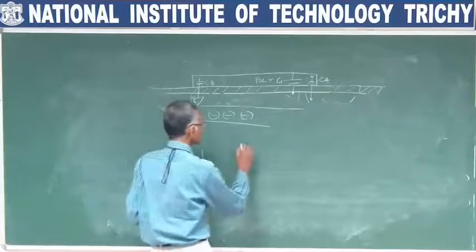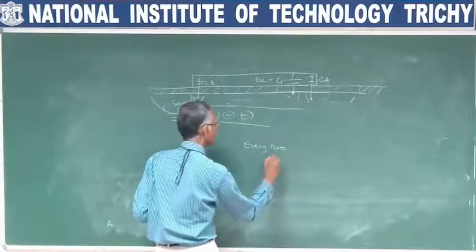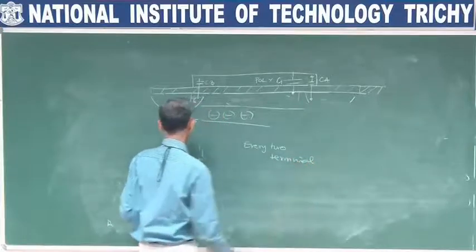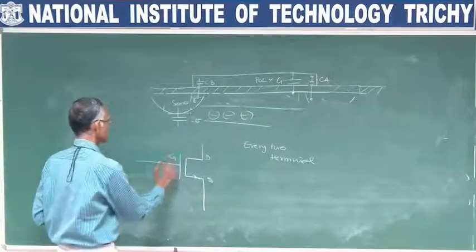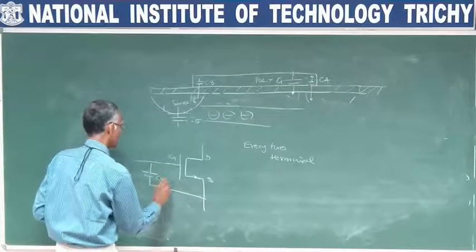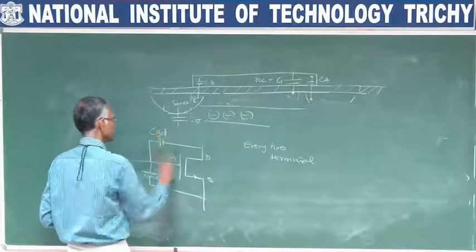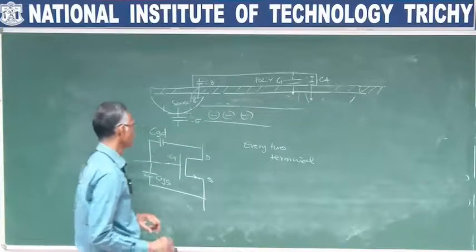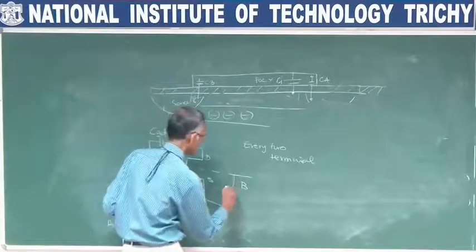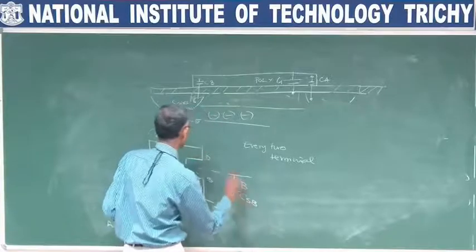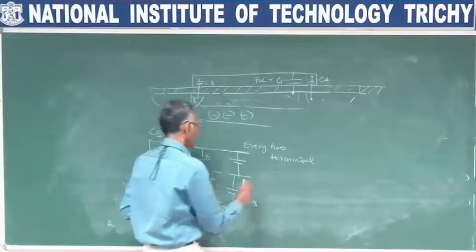As far as the capacitors are concerned, there will be a capacitor between every two terminals. G, D and S, so we have CGS, CGD, and there is a bulk, so there will be CSB, CDB.